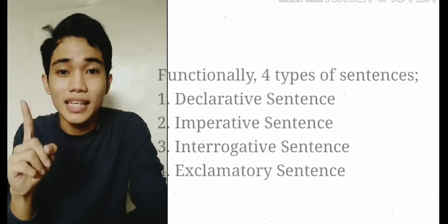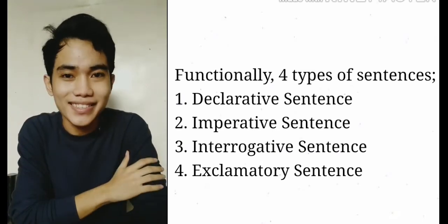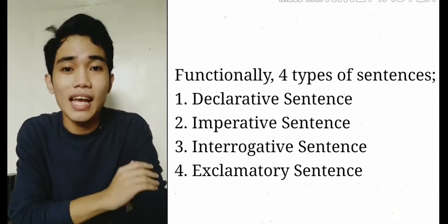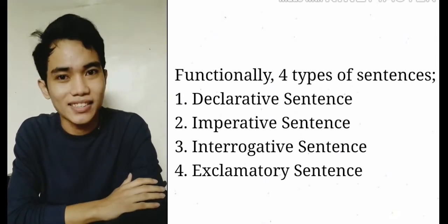Functionally, there are also mainly four different types of sentences. And these are the things that we are going to learn, to tackle, to discuss today. So we will be dealing with these four types of sentences. The first one we have declarative sentence. Second one we have imperative sentence. The third one we have interrogative sentence. And the fourth one we have the exclamatory sentence.